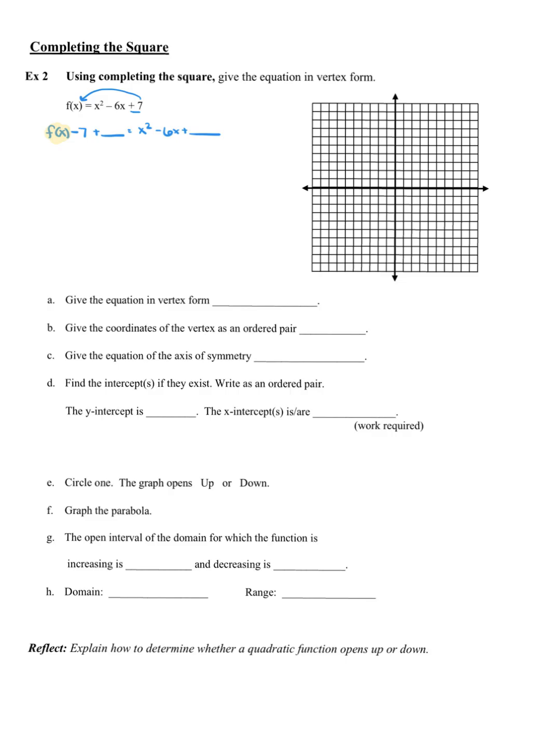Alright, then we're going to complete the square. We're going to take the b value and divide it by 2. Negative 6 divided by 2 is negative 3, and negative 3 squared is 9. So we're going to add that to both sides, and then simplify. So f of x minus 7 plus 9 simplifies to f of x plus 2, and x squared minus 6x plus 9 factors to x minus 3 squared. And then to get f of x by itself, minus 2 on both sides. So f of x equals x minus 3 squared minus 2.